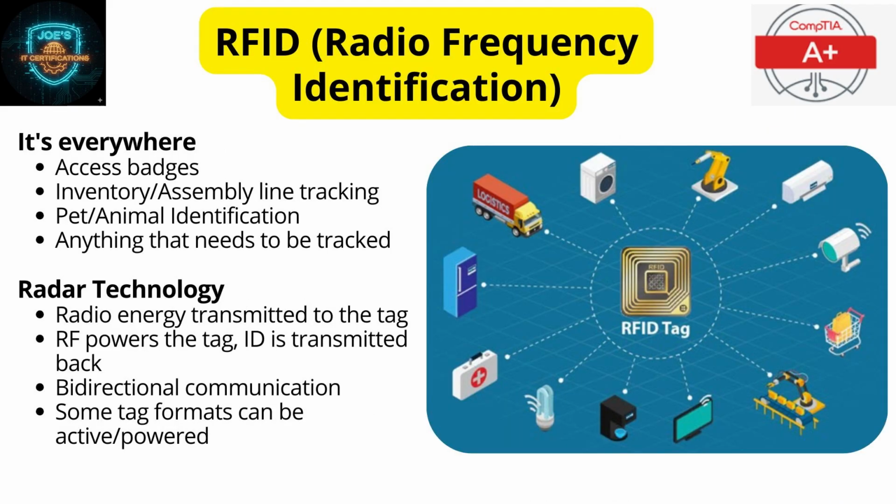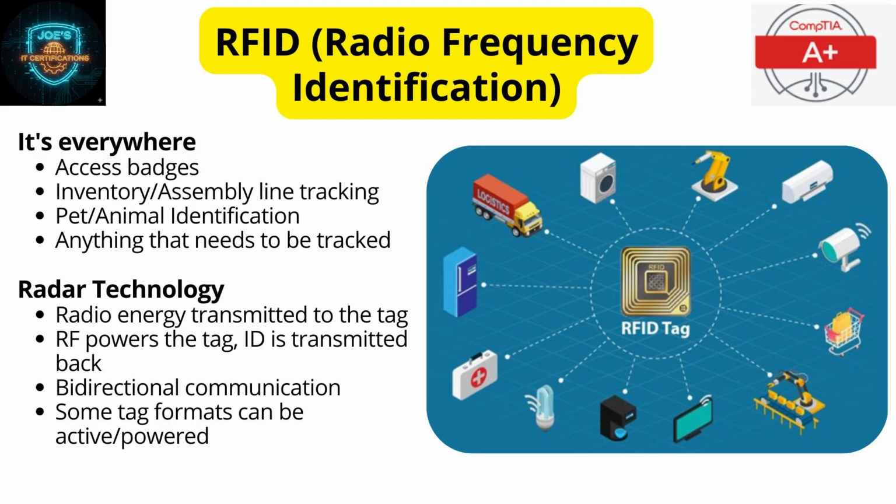Another popular wireless technology is RFID, or radio frequency identification. RFID has many different uses. You might find it in the badges you use to gain access to your building. There might be RFID tags inside products you might purchase or across an assembly line. You might also find RFID technology inside of our pets. This allows you to scan the pet and know immediately who that pet belongs to.